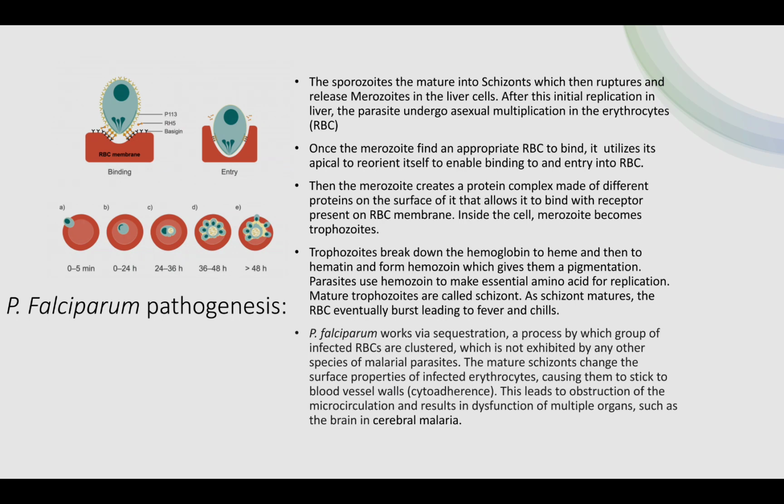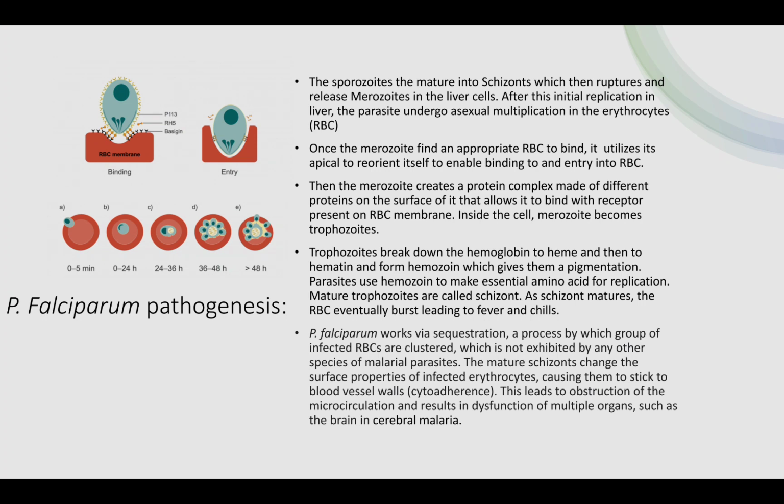The parasite uses the hemoglobin breakdown to make essential amino acids for replication. Mature trophozoites are called schizonts. As the schizont matures, the red blood cell eventually bursts, leading to fever and chills. Plasmodium falciparum works via sequestration, a process by which a group of infected red blood cells are clustered, which is not exhibited by any other species of malarial parasite.